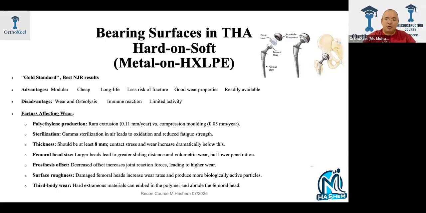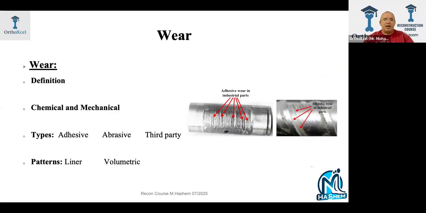Surface roughness is very important, and again, if you have a problem with your head, or a third party foreign body going in while you're doing your technique, this will cause abrasive, third party, or foreign body wear. Third party wear is very, very common, especially if you don't do a meticulous technique and wash nicely after you finish your total hip. Again, I'll reinforce the idea of wear at the end of the lecture.